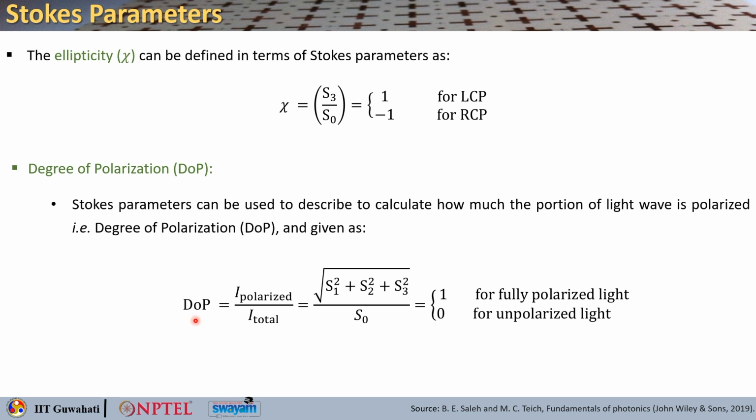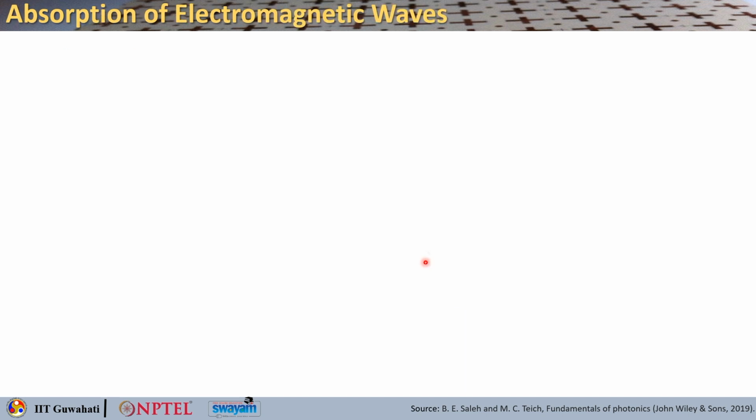Okay. Now, as you can understand, the degree of polarization can be anywhere between 0 and 1. When it is 0, it is unpolarized; when it is 1, it means it is fully polarized light. Now, let us discuss absorption of electromagnetic waves.